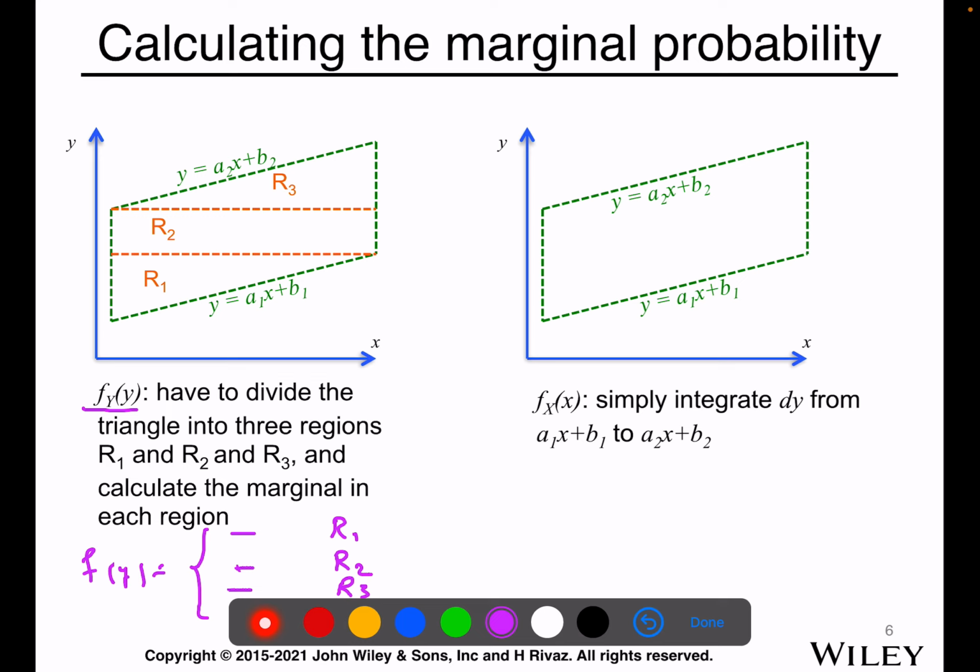But if you want to find the marginal probability of x, then that's easy because y always varies from this line to this line.